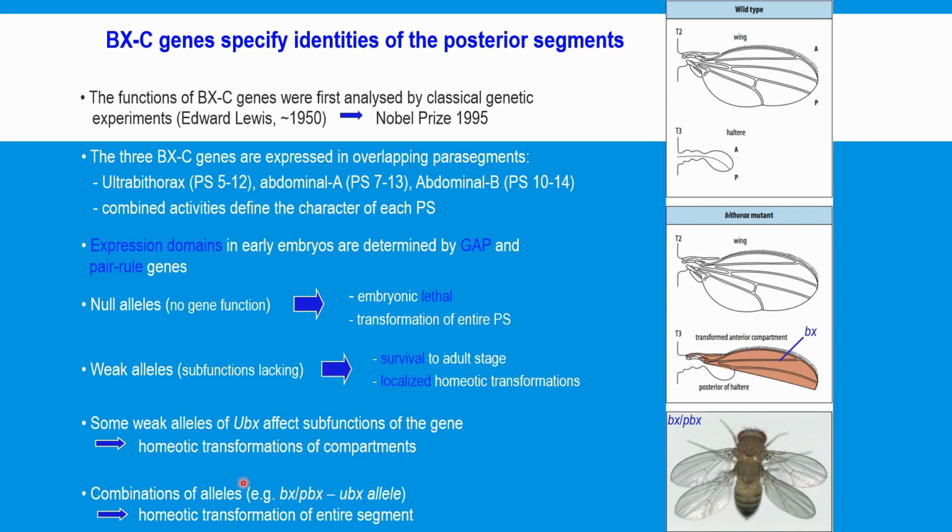So if you took bithorax and PBX, which is an ultrabithorax allele, and you put them into the same animal, the animal would survive but have worse phenotypes, and you have complete transformations of entire segments.